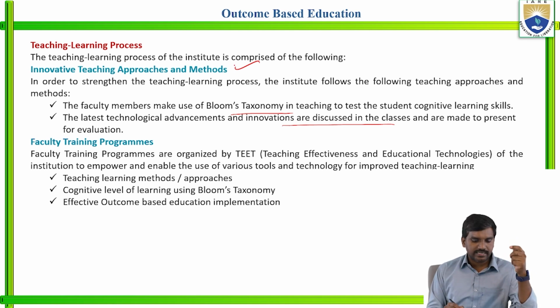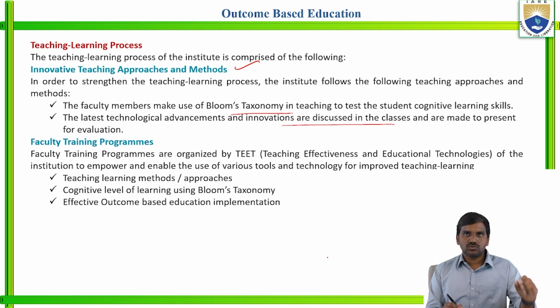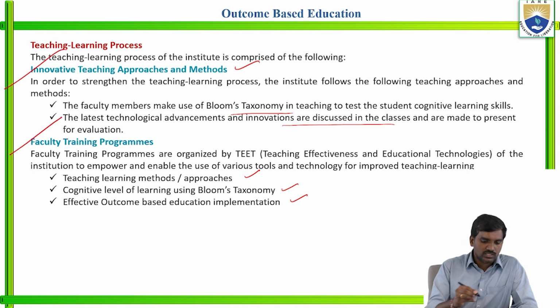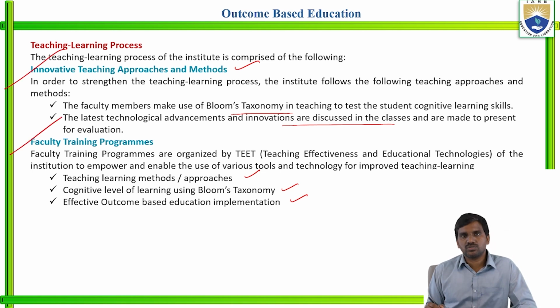The second one, faculty training programs, like FDPs, short-term temporary programs, that you have to follow. For teaching effective and educational technologies of the institution, to enable and use various tools and technology for improved teaching learning. So here, teaching learning methods and approaches and cognitive level of learning, using Bloom's taxonomy level, effective outcome based education implementation. So these are the two teaching learning processes: innovative teaching approaches and methods, and faculty training programs like FDPs.